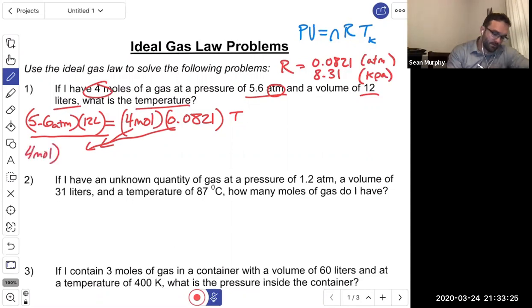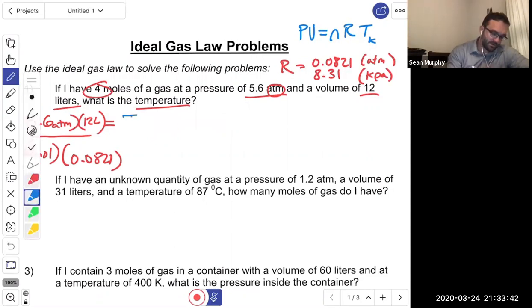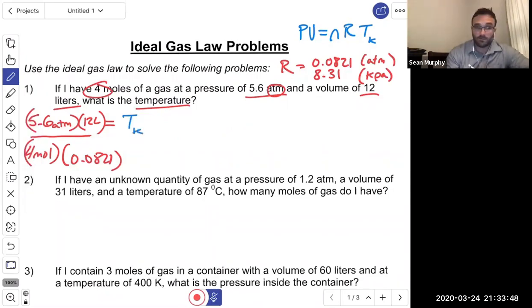Okay, so now we have 4 moles and we have 0.0821. And let's see if we can clean this up a little bit. Which leaves T, I'm going to put T in blue, temperature, and remember, it's going to be in kelvins, okay? So we have temperature in kelvins, and multiply the tops, divide by the bottoms, and you should get 204 kelvins.